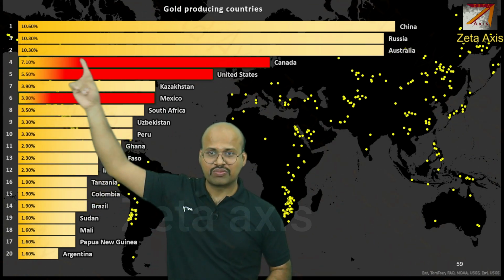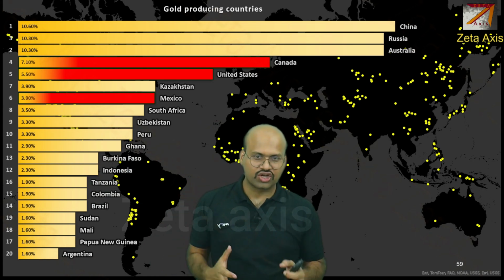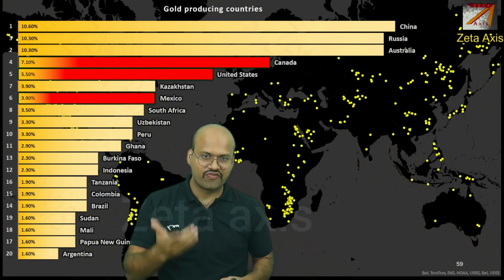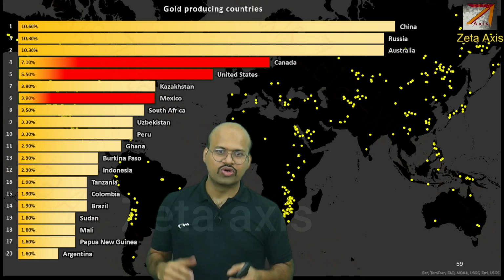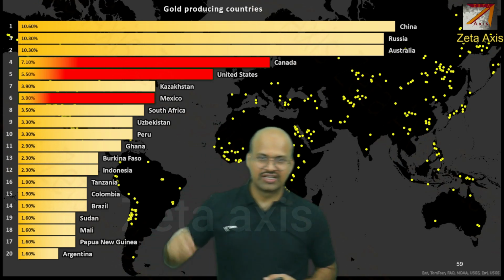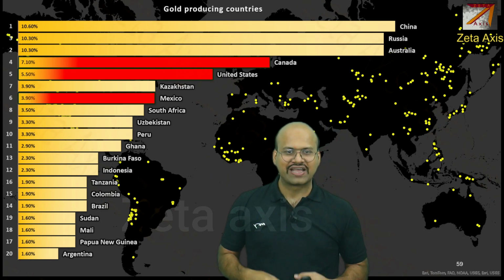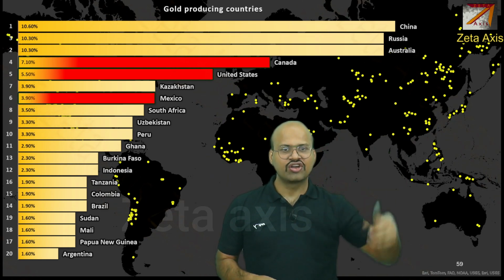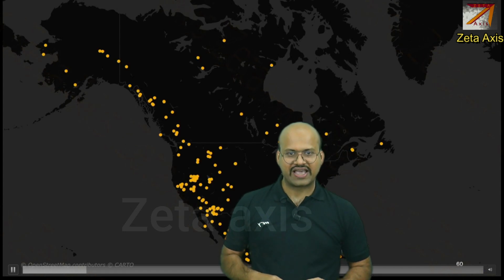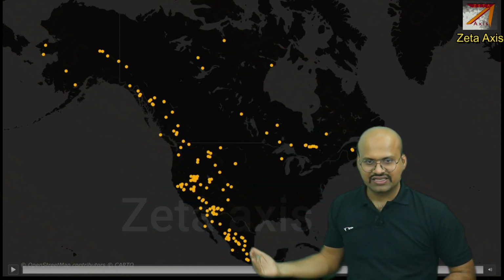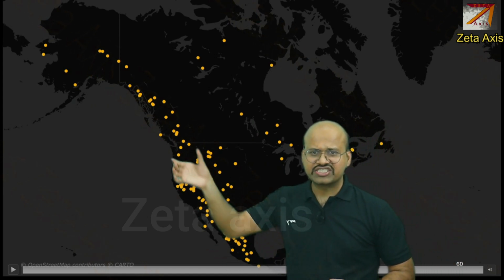Canada produces almost 7% of total gold in the world, while the United States produces approximately 5.5% of total gold produced in the world. So you can see that these two are significant producers of gold, but they are not as significant as China, Russia, and Australia. If we see the gold deposits across the North American continent, we can see that these are the deposits across the western side of the continent.